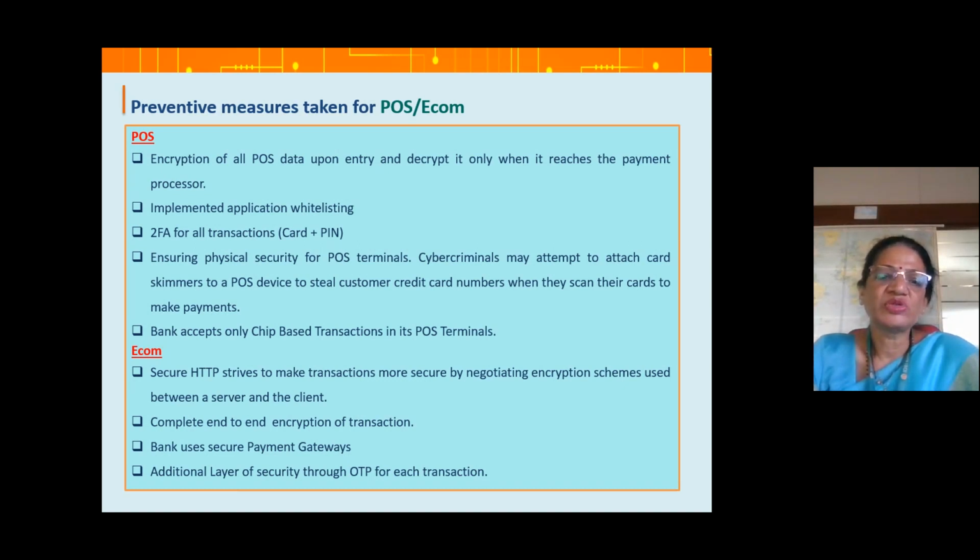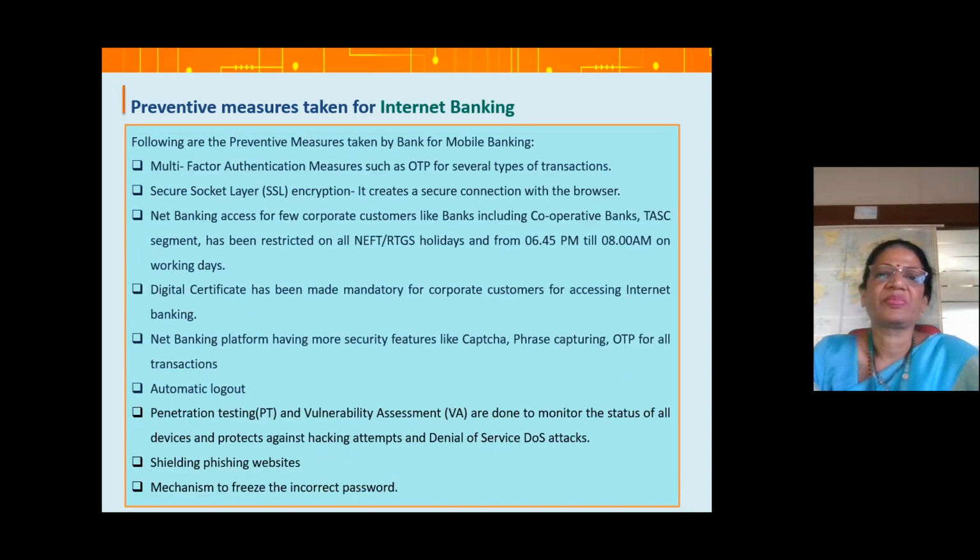Websites, e-commerce usage of the debit card. Preventive measures like secured HTTP strive to make transactions more secure by negotiating encryption schemes used between a server and the client. Complete end-to-end encryption of the transaction. The bank uses secure payment gateways. An additional layer of security through OTP for each and every transaction is there.